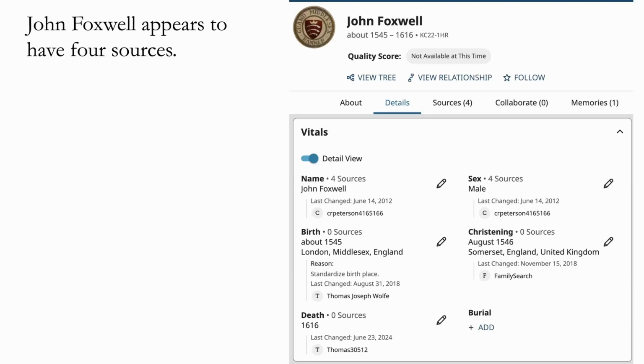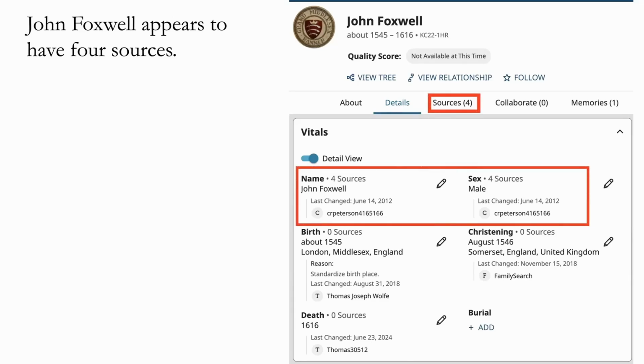Now we have some more information. He was born in 1545, and it looks like he was christened in 1546, but there's a little bit of a problem here. He was possibly born in London in Middlesex County, right there in the middle of London, and Somerset, England, a little bit of a way from there. The first thing we can start to do is look for places. So now we're going to look at the sources to this.